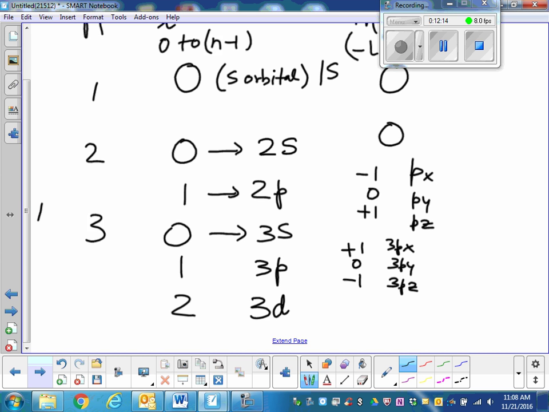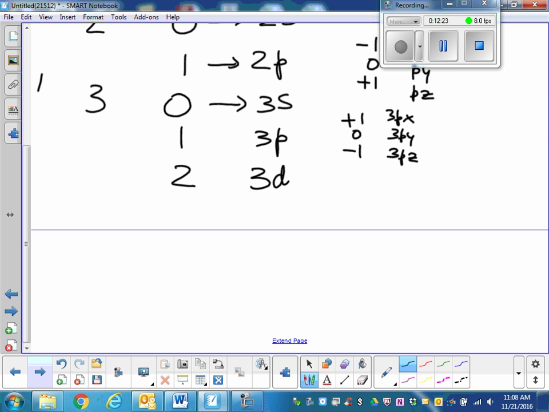When L equals 2, what are the allowed values of ML? It's minus L to 0 to plus L. Let's do minus 2, minus 1, 0, plus 1, plus 2. How many different d orbitals are there? 5. How do we know there are 5 different d orbitals? It comes from the solution. So this will be the d orbitals.